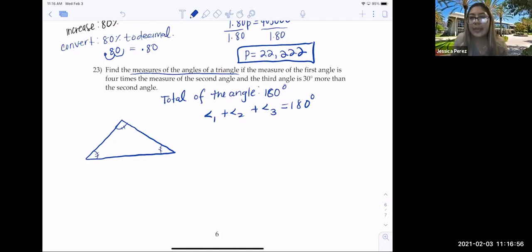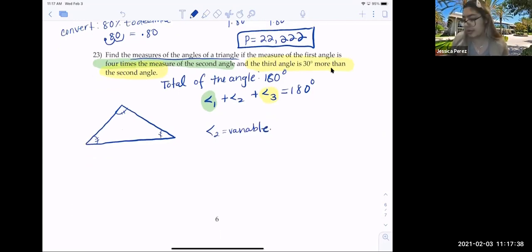So let's start reading the important information. If the measure of the first angle is 4 times the measure of the second angle, and the third angle is 30 more than the second angle. Notice that angle 1 and angle 3 both refer to angle 2. So angle 2 is going to be my variable, because they all refer to angle 2.